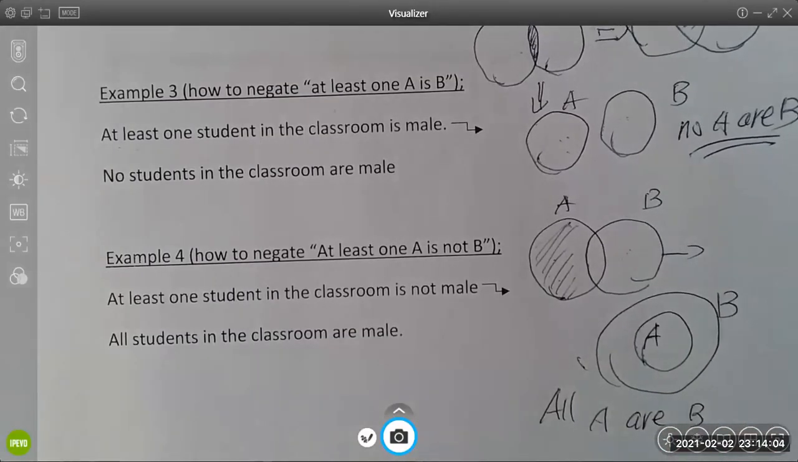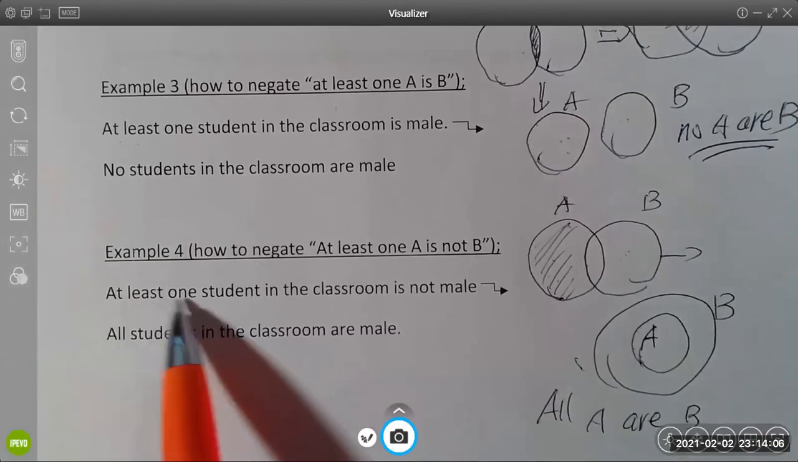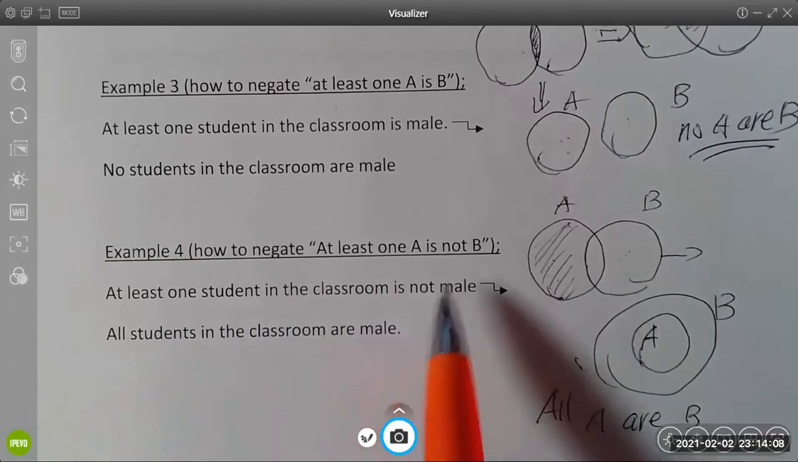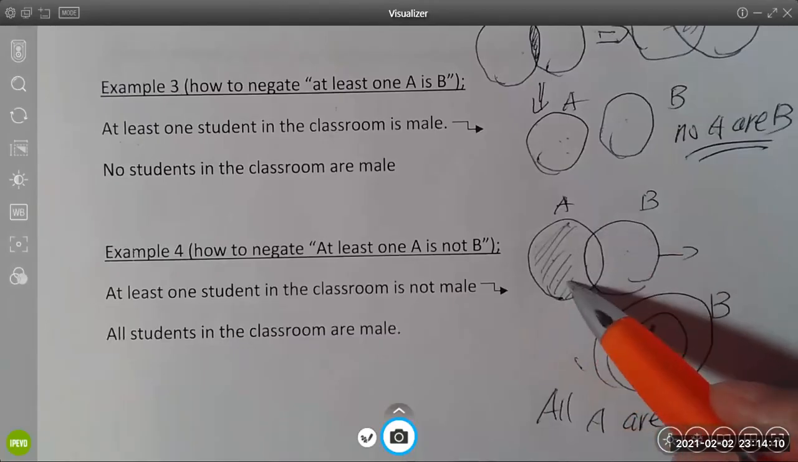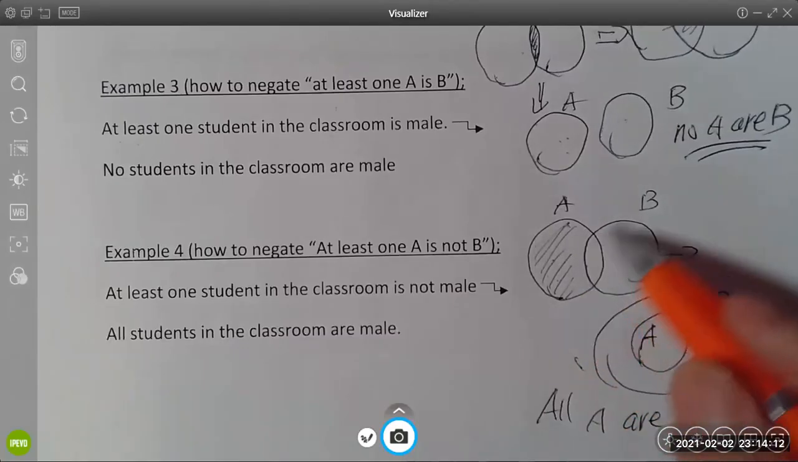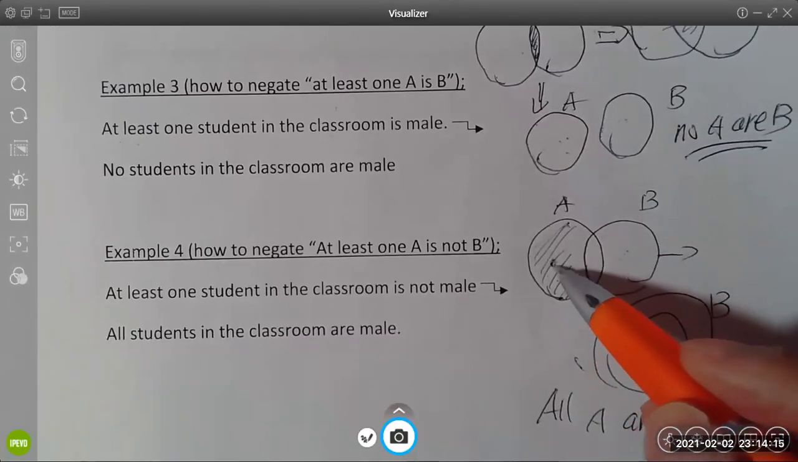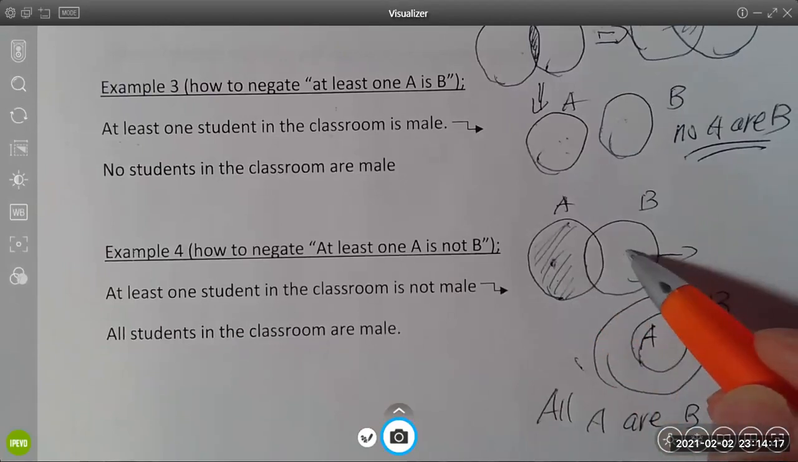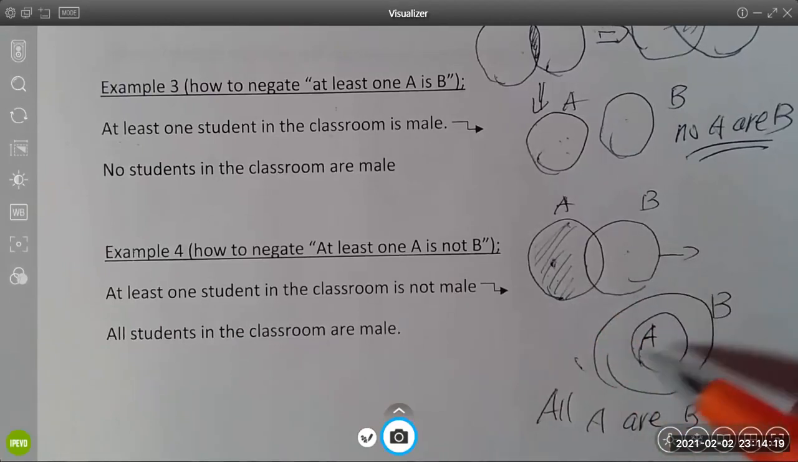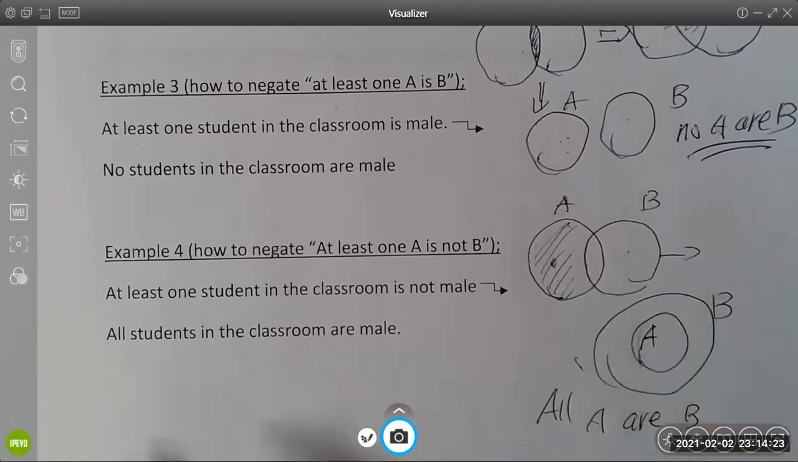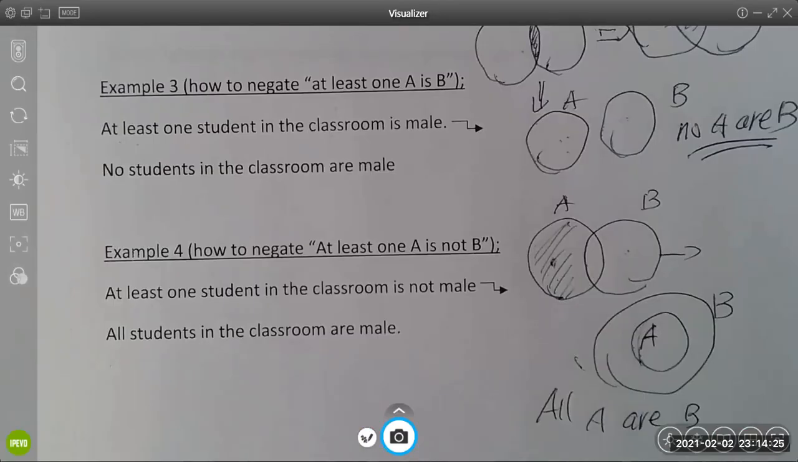All A are B. Now let's look at this particular one. At least one student in the classroom is not male. So this is the classroom, and this is the male. They're talking about here: at least one student in the classroom is not male. So the negation is all A are B. All students in the classroom are male. So that's the negation.